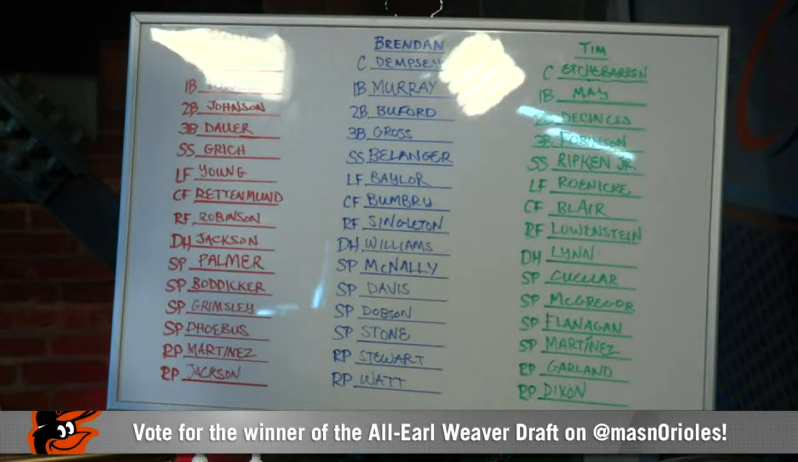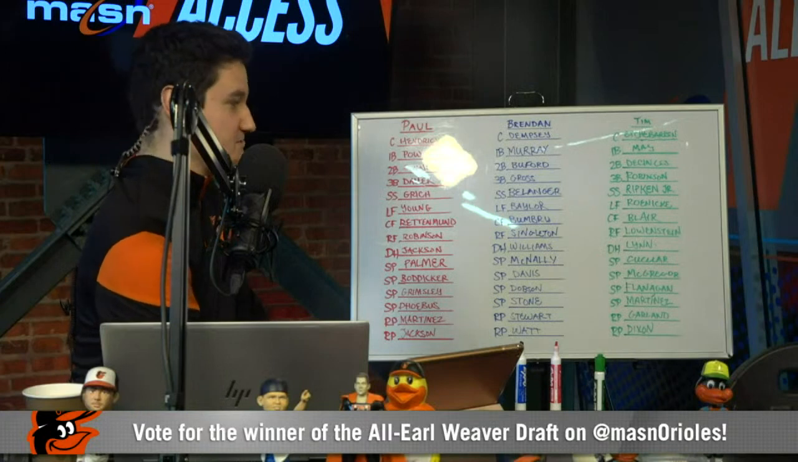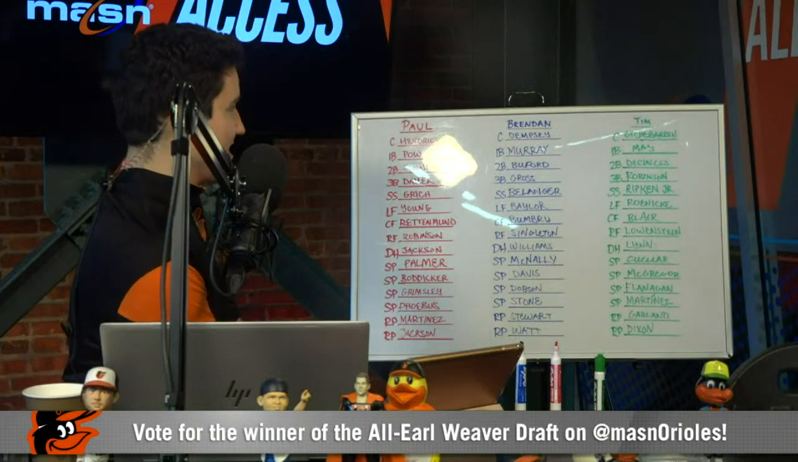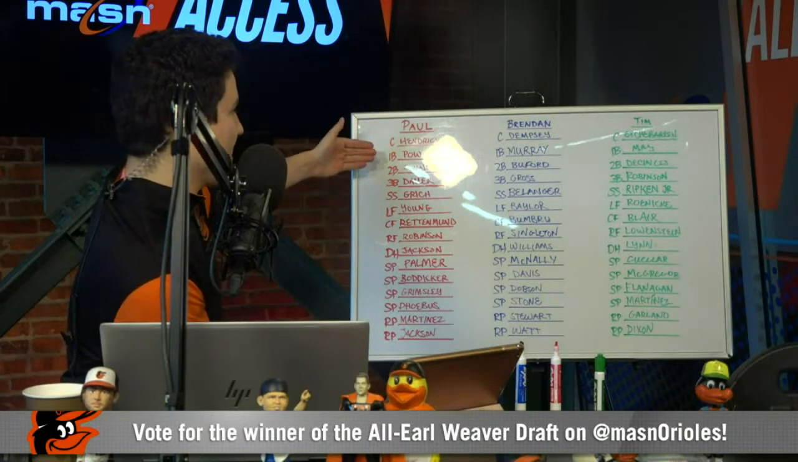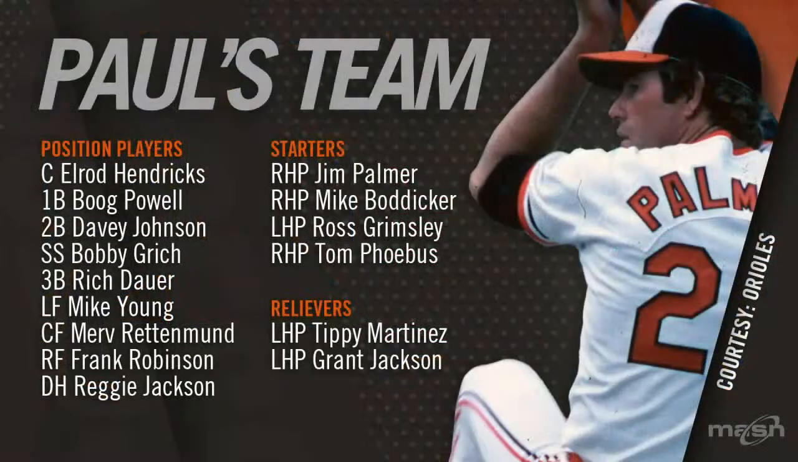And I'm going to make my case for my team, and everybody can follow with theirs as well. But I'm looking at my roster right now, and I'm seeing Boog Powell, I'm seeing Bobby Grich, and then I'm seeing some Hall of Famers. I'm seeing Frank Robinson in right field. Reggie Jackson is my DH, and Jim Palmer is my starting pitcher.